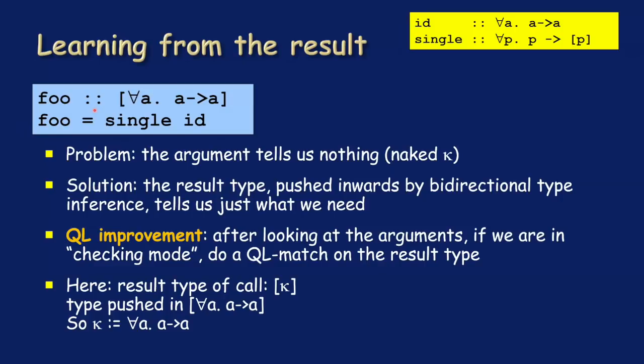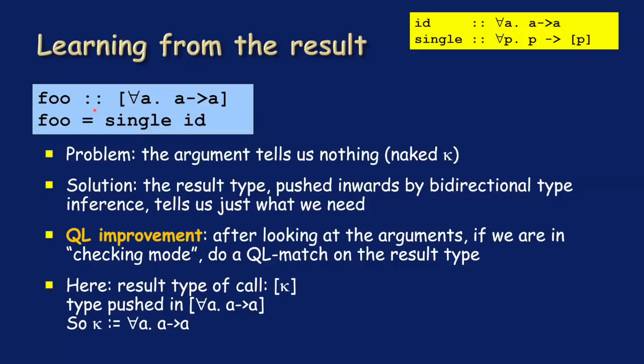So an improvement to quick look is, as well as looking at the arguments, if we're in checking mode, that is, if we're pushing types down, and that's crucial to higher rank, then we're going to do a quick look style match on the result type as well. So in this example, the result type of the call is list of kappa. Before saying I don't know anything about kappa, let's replace it with a unification variable. Before that, I'm going to match it with the push down type, list of for all A. A to A. So there's only one thing that kappa can possibly be.